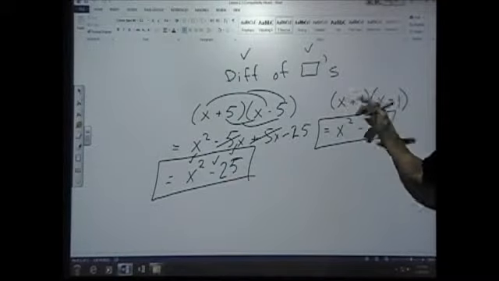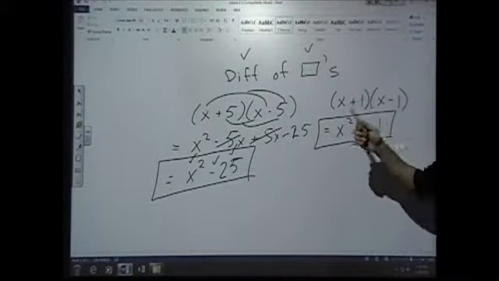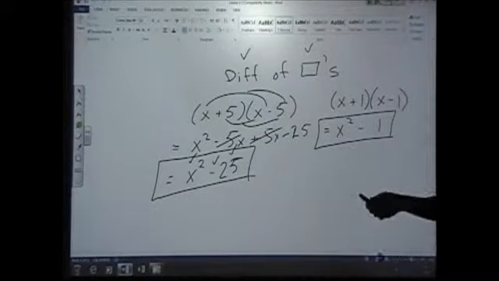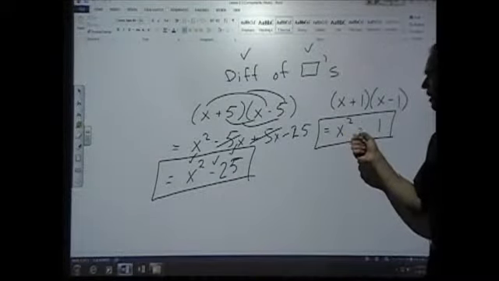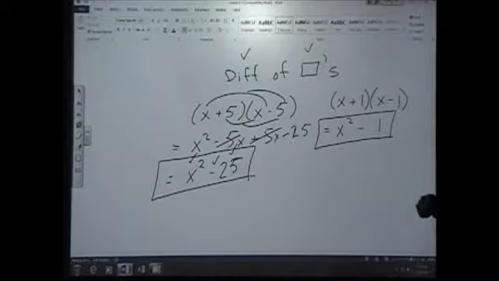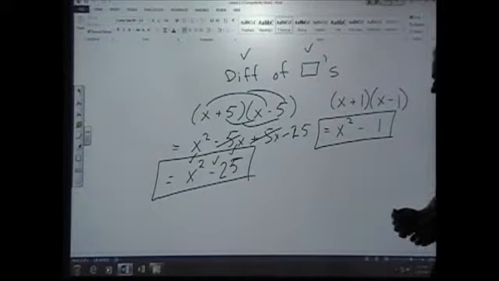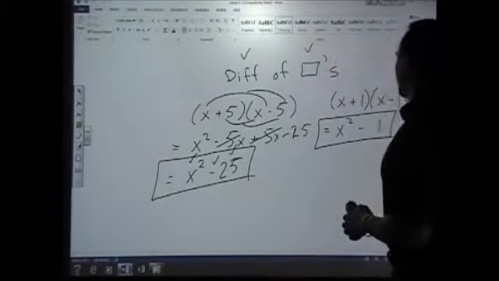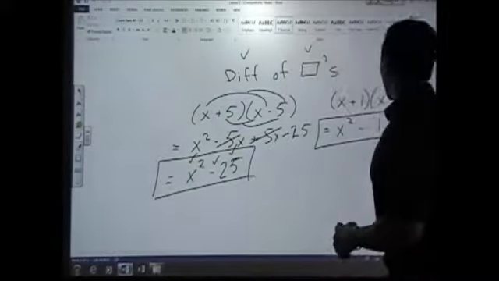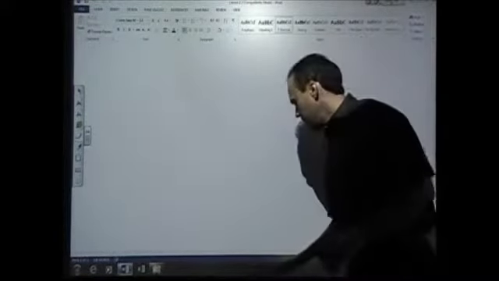This is a sum and difference. Two brackets that look the same, except one has a plus, one has a minus. If you ever see a difference of squares, it came from two brackets that are the same, except one's a plus, one's a minus. So with that in mind, let's take a look at question A and B.